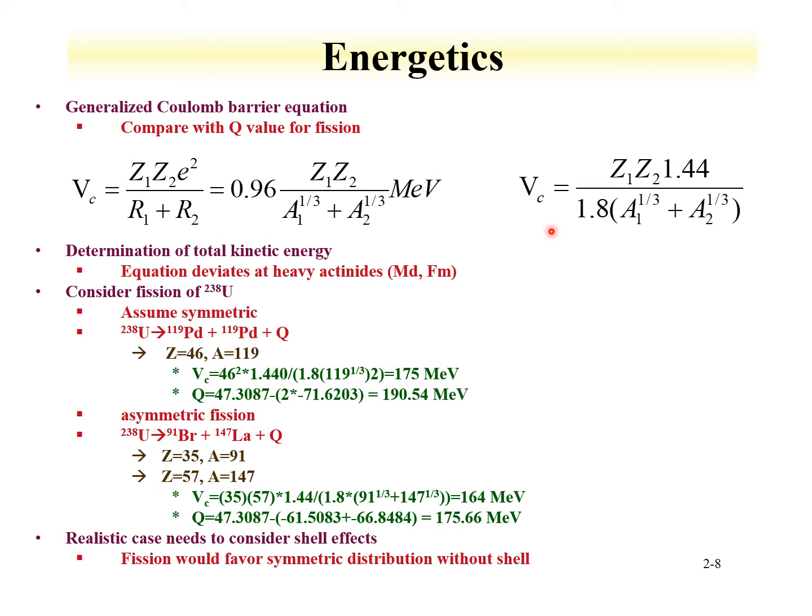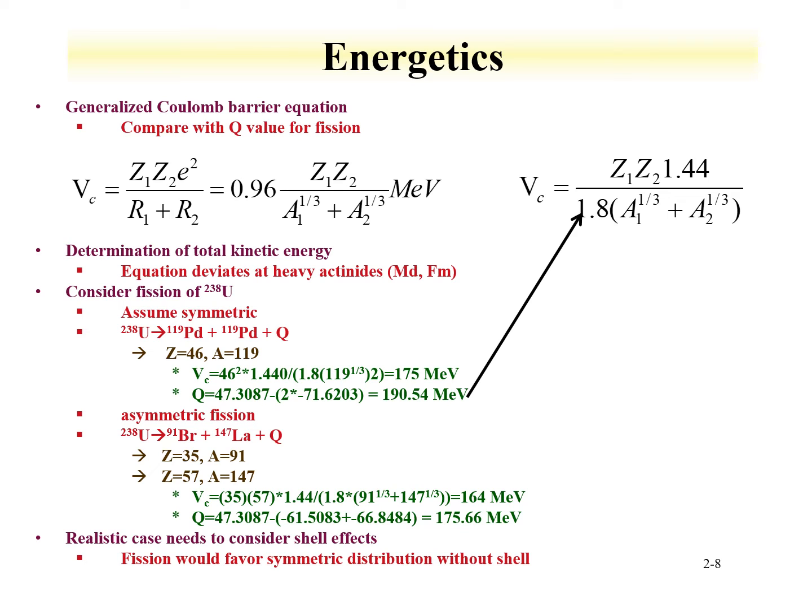Here we have the two equations. We'll use this equation for the calculations, and all we're going to compare is the Q value for fission versus the Coulomb barrier from the calculated fission products. So here we assume a symmetric fission, uranium going to two palladiums plus some energy. The Q value is 190 MeV, and the Coulomb barrier is 175. Again, for this symmetric fission, which we know doesn't occur, we see that this is energetically favored towards fission.